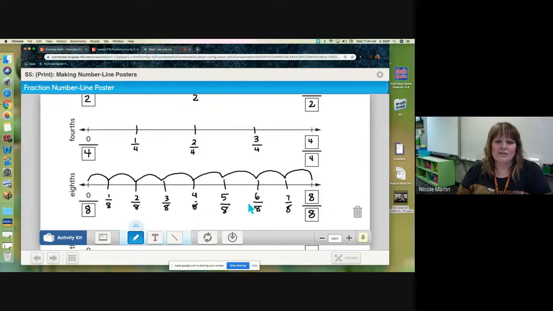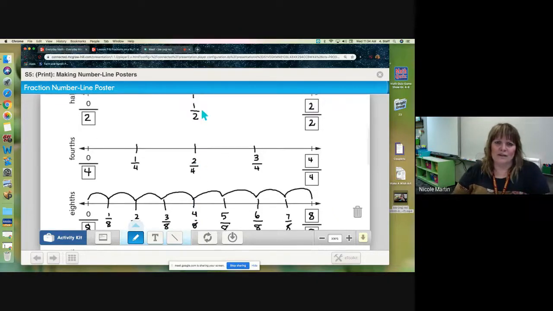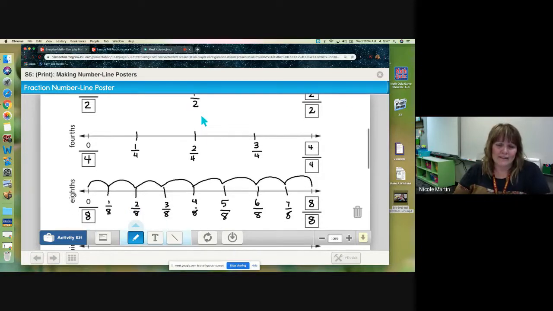So you can see that 4/8 lines up with the 2/4, which would also line up with the 1/2. Are there any other fractions that probably line up pretty well? Ella? Yeah, Ella, you got it.